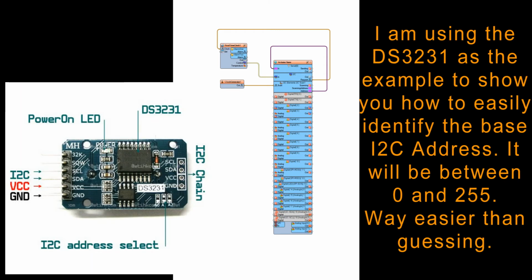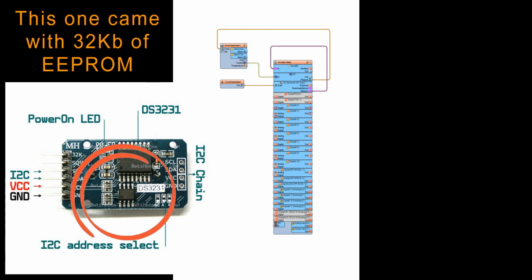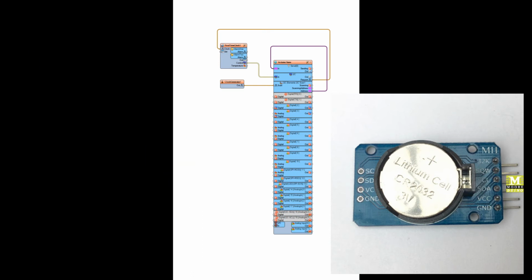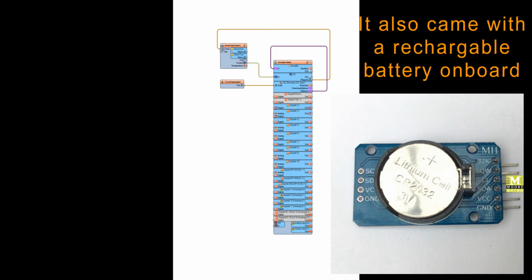I'm using the DS3231 because it has the added benefit of having an EEPROM chip, and there's another component in VISUINO that is specific for a generic type EEPROM. The module I have came with 32 kilobyte of EEPROM, and it also came with a rechargeable lithium-ion battery.